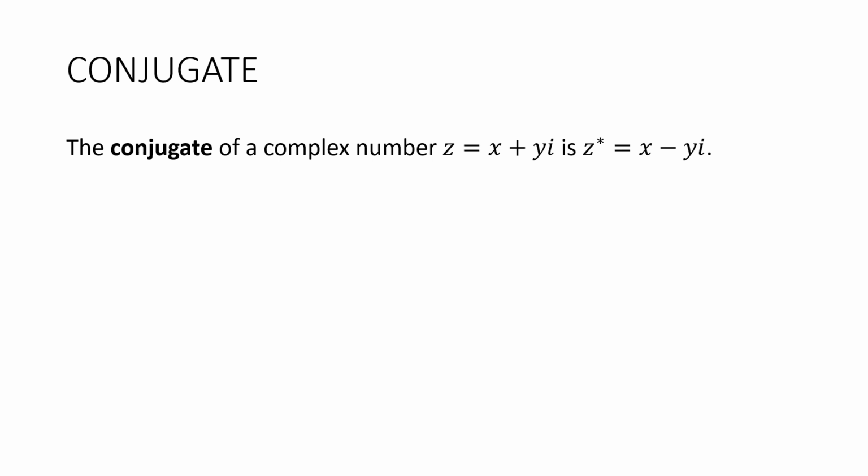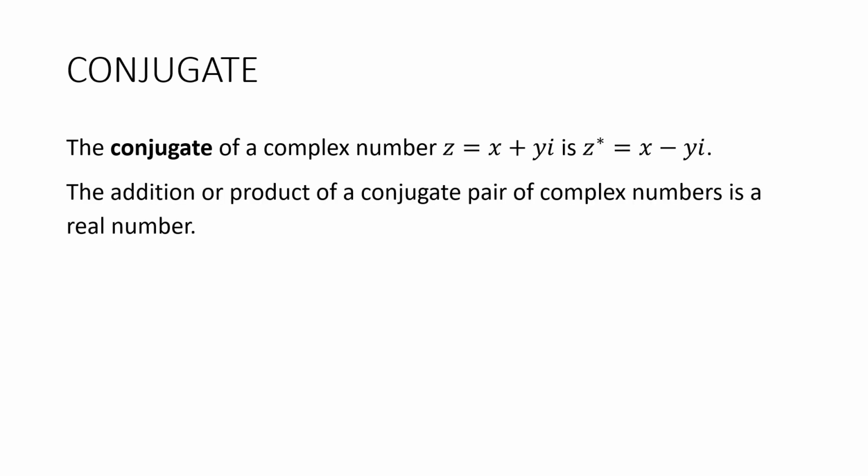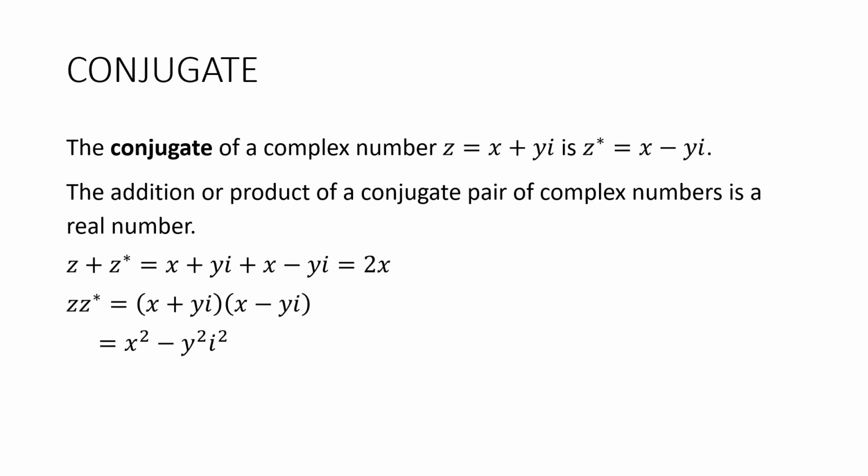The conjugate of a complex number, z equals x plus yi, is z asterisk, which is equal to x minus yi. Everything remains the same, but we switch the sign in the middle. And you'd be familiar with this term conjugate from your work with irrational numbers and surds. The product of a conjugate pair of complex numbers is a real number, and we just saw that in the last question. z plus its conjugate is equal to 2x. z times its conjugate is equal to x squared plus y squared.